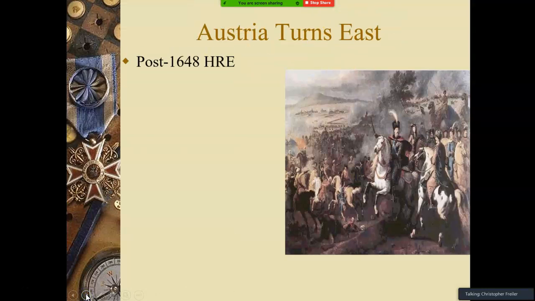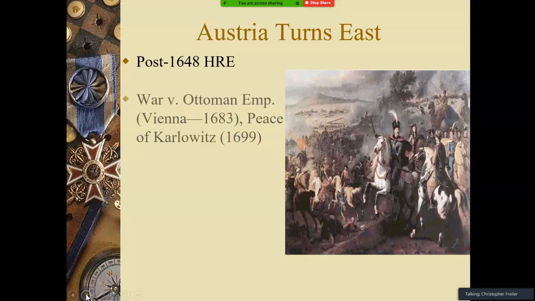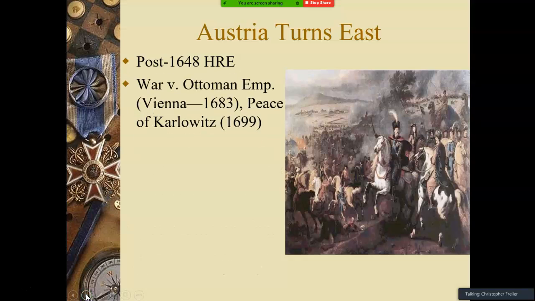So Austria, after 1648, was no longer really attempting to centralize Germany because of the division that was created due to the Peace of Westphalia settlement. So Austria is still a major power, and this includes the Holy Roman Empire, because Austria is the base of the Holy Roman Empire. So after 1648, they began to turn their attention to gaining territory on their eastern border at the expense of the Ottoman Empire.